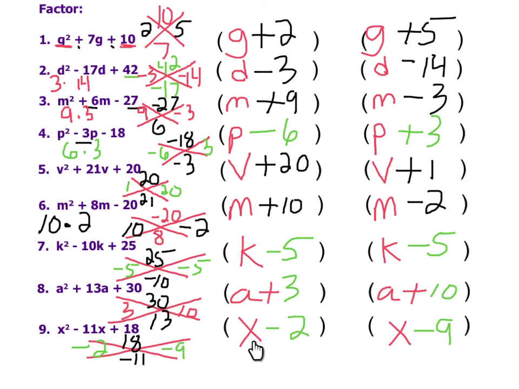Alright, did you get x minus 2 and then x minus 9? And if we check, negative 2 multiplied to negative 9 is 18, and negative 2 plus negative 9 is negative 11.